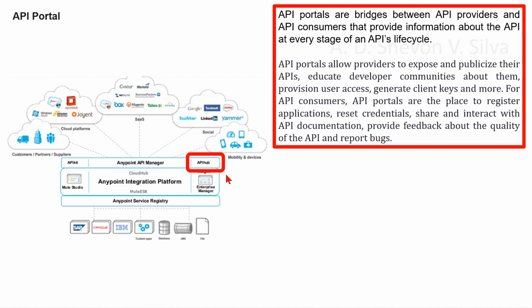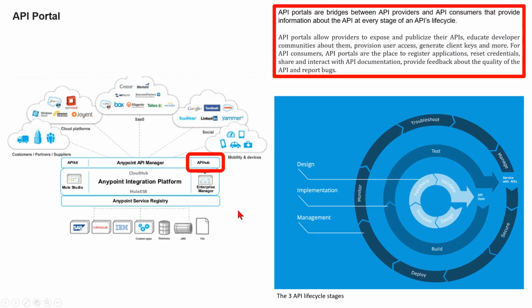For API consumers, API portals are the place to register applications, reset credentials, share and interact with API documentation, provide feedback about the quality of the API, and report bugs. Here you can see the 3 API lifecycle stages.